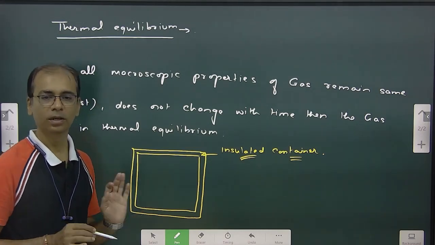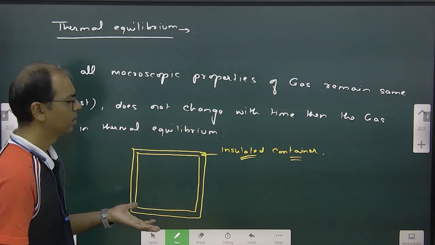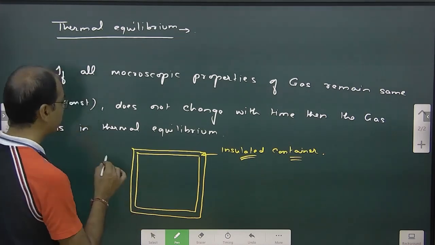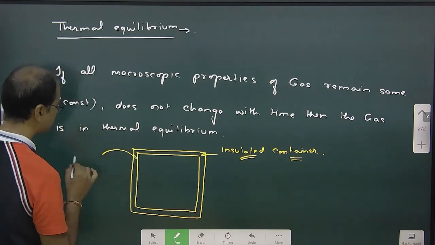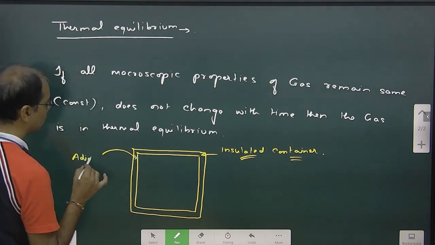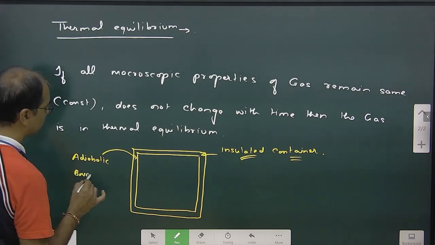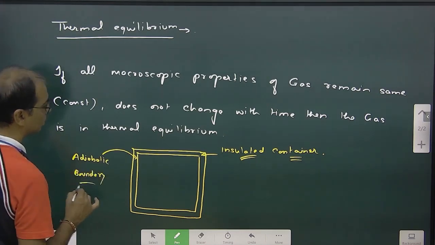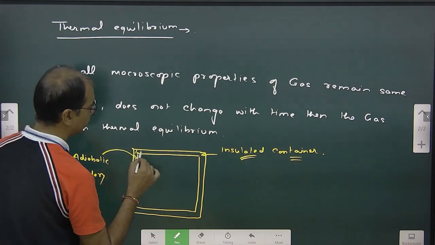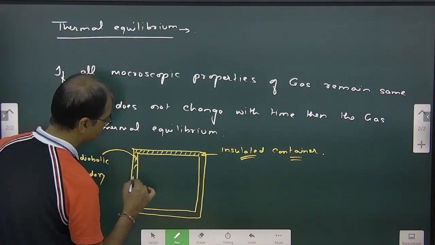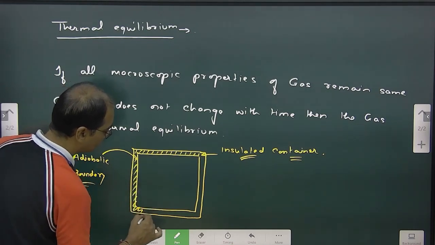Okay. So here we have taken an insulator, and in terms of heat, we call this an adiabatic boundary. Adiabatic boundary. That means heat cannot pass through that. Both are the same, whether you say insulated container or adiabatic boundary. So this is the adiabatic boundary. Heat cannot pass through this.